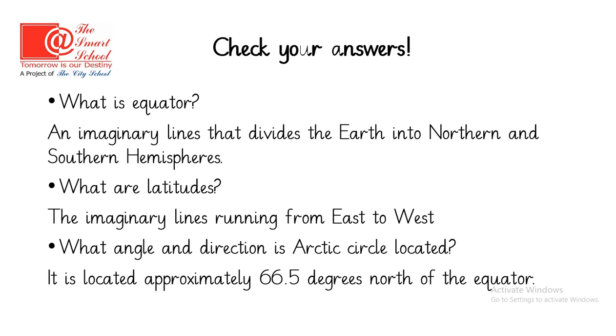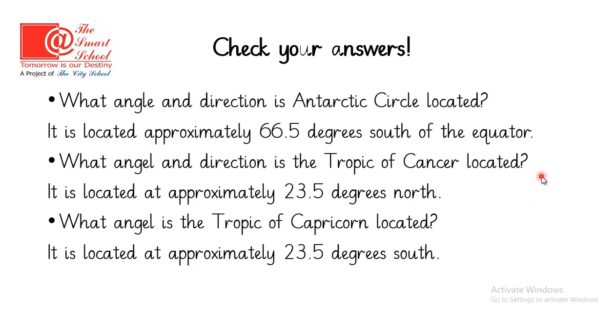Now check your answers. What is equator? Yes, it's an imaginary line that divides the earth into northern and southern hemispheres. What are latitudes? Yes, these are imaginary lines running from east to west. What angle and direction is Arctic Circle located? Yes, it's located approximately 66.5 degrees north of equator. What angle and direction is Antarctic Circle located? Yes, it's located approximately 66.5 degrees south of the equator.